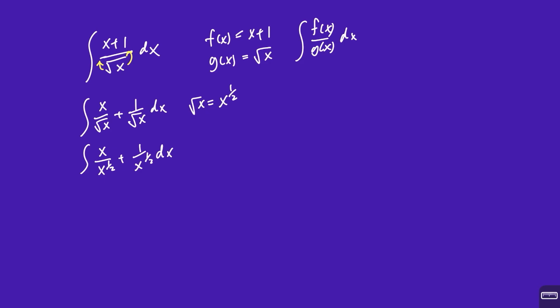At this point, we just apply exponent properties. This is really x to the first. So this becomes x to the 1/2 power, because 1 minus 1/2 is 1/2. And we have an x to the 1/2 in the denominator, so that becomes x to the minus 1/2 dx.